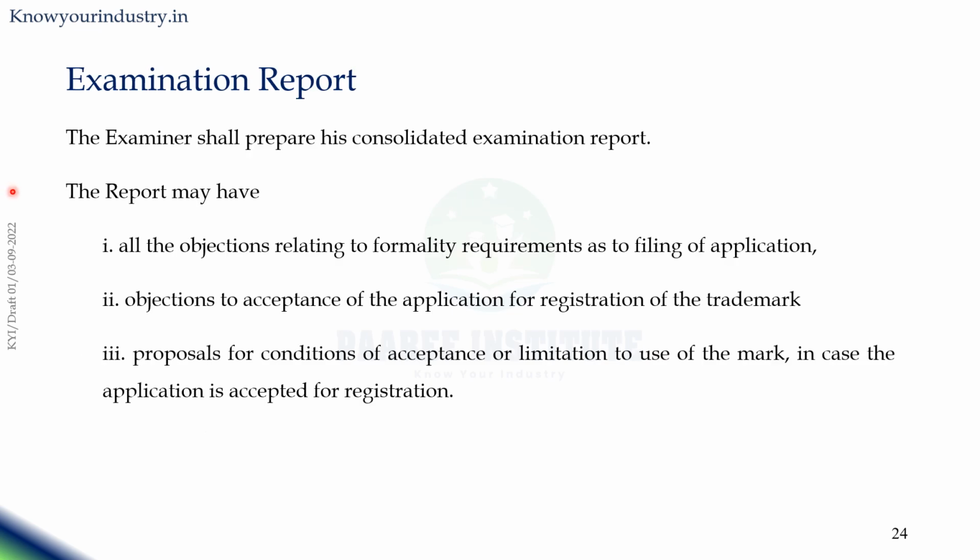Once the examiner has scrutinized the trademark application and compared the earlier trademarks with the current trademark, the examiner shall prepare his consolidated examination report. The report may have all the objections relating to formality requirements as to filing of the application, objections to acceptance of the application for registration of the trademark, and proposals for conditions of acceptance or limitation to use of the mark in case the application is accepted for registration. So this many details will be there.